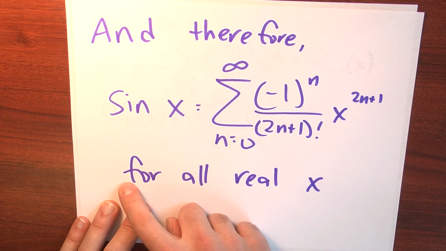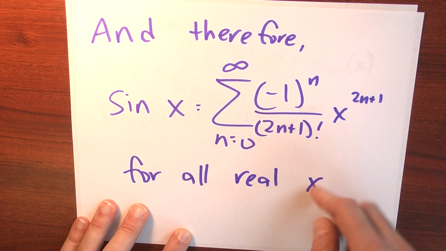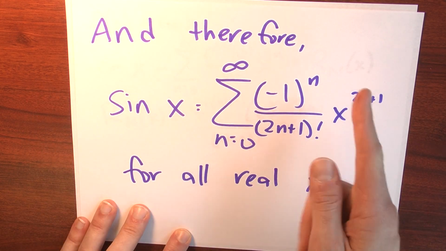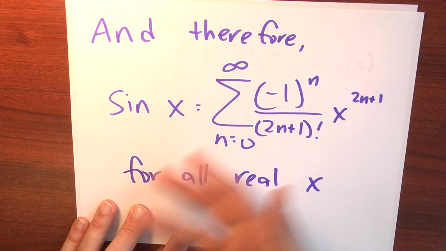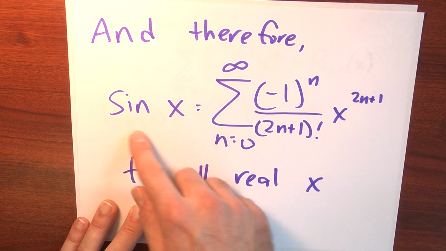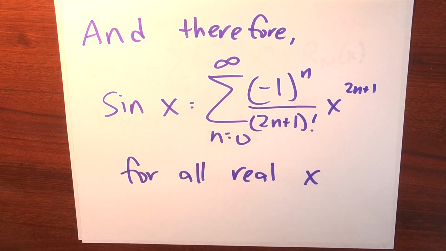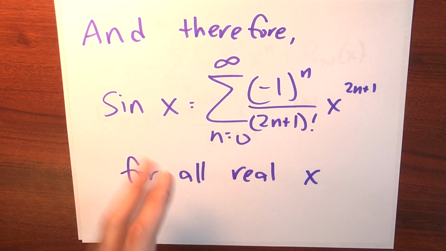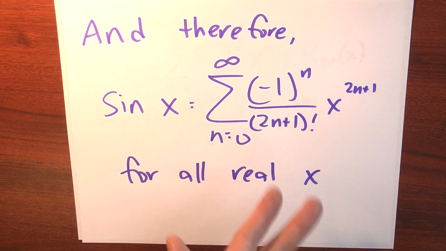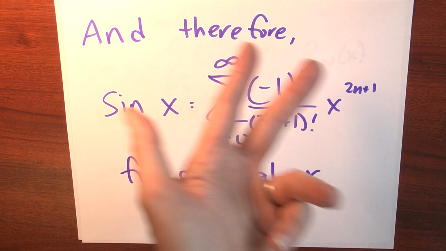Here it is. And this is true for all real x, because at the beginning of this argument, I just picked one value of x, but I didn't use anything about that value of x. So this must be true regardless of what x is. That is truly a triumph. This is a huge success. This very mysterious function sine turns out to be given everywhere by this relatively nice looking power series.